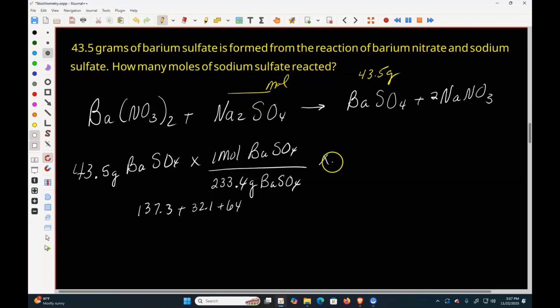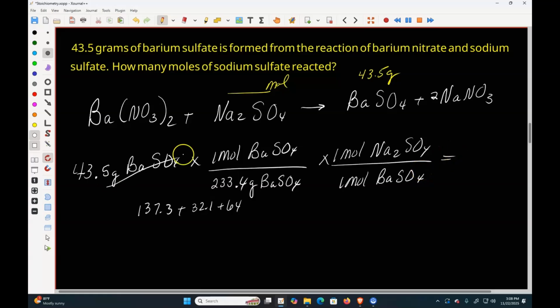My ratio is going to be a 1-to-1, so it's going to be 1 mole of sodium sulfate over 1 mole barium sulfate. Grams cancel grams, moles cancel moles. So I will say 43.5 divided by 233.4. So it would give me 0.186 moles of sodium sulfate.